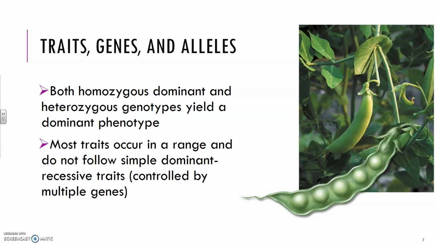Okay, so most traits actually occur in a range. They don't follow the simple dominant recessive trait, so instead they are controlled by multiple genes, and we'll get into that in the next chapter, the non-Mendelian genetics. Okay, so for right now we're just focusing on the simple either-or traits, where it's either the dominant trait or it's the recessive trait, okay, for each allele. All right, so that is it for this section.